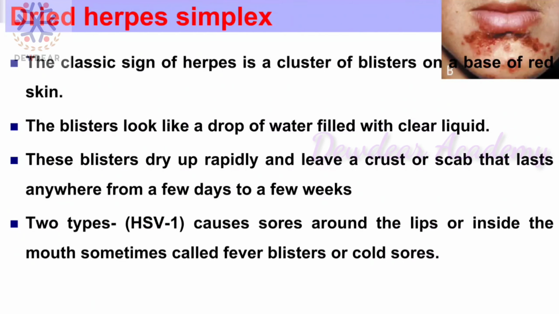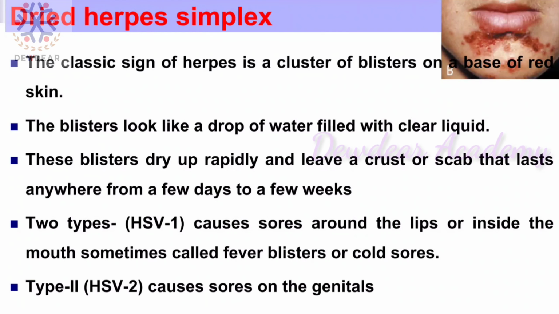And there are mainly two types of herpes simplex, that is HSV1 and HSV2. HSV1 causes sores around the lips or inside the mouth, sometimes called fever blisters or cold sores. And type 2, that is HSV2, causes sores on the genitals. So we can see the blisters on the base of red skin, and it is getting dried up and leaving a crust.